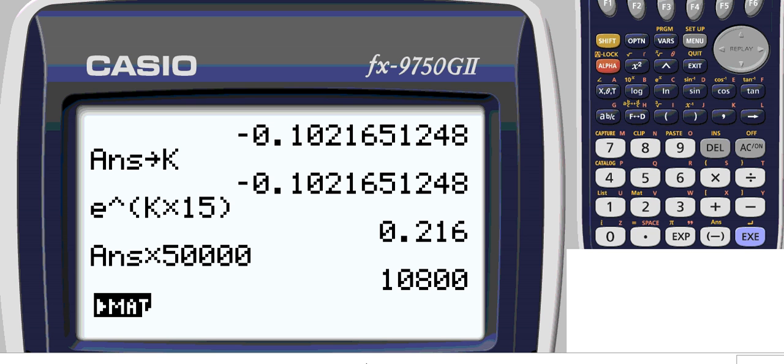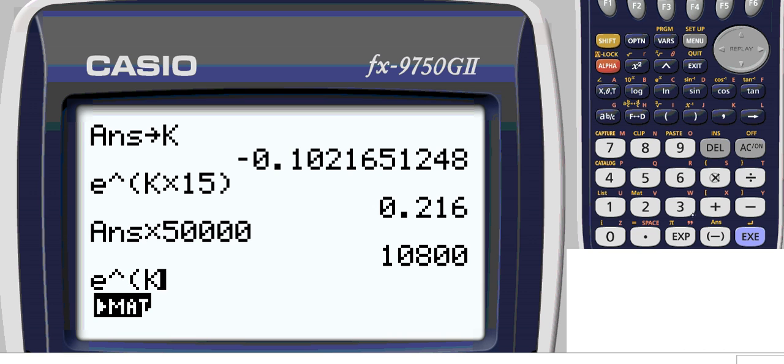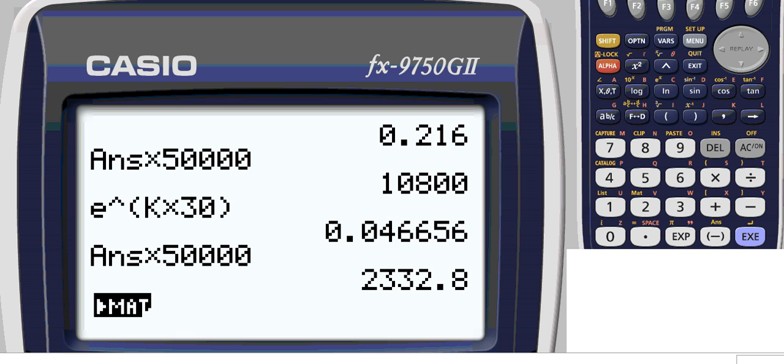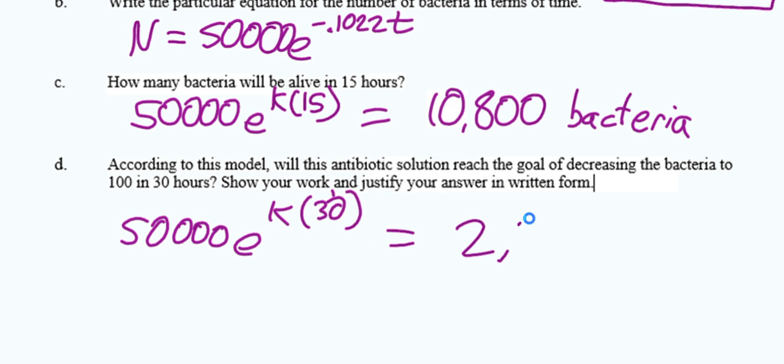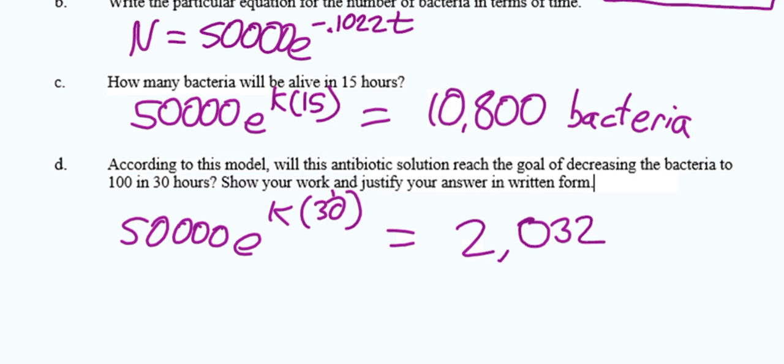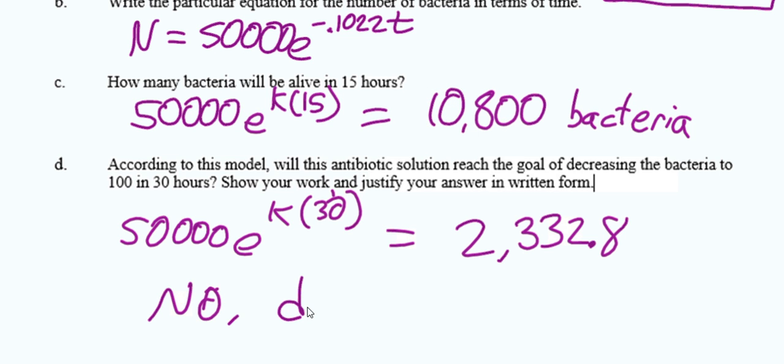So e to the k times 30, times 50,000 because that was the number in front. There's still 2,332. Did it get down to 100? No. Doesn't reach goal.